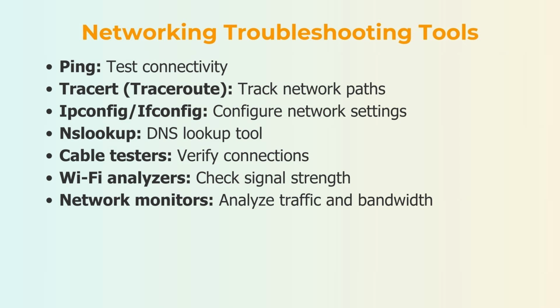For physical network issues, cable testers can be used to check if an Ethernet cable is working properly, while Wi-Fi analyzers help identify signal strength and possible interference. Network monitors allow you to analyze traffic and bandwidth usage, which is useful when diagnosing performance problems.